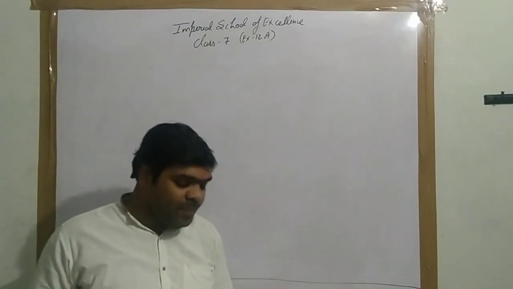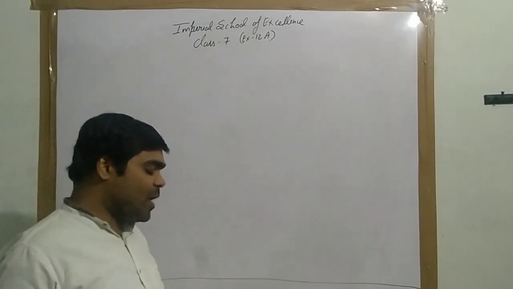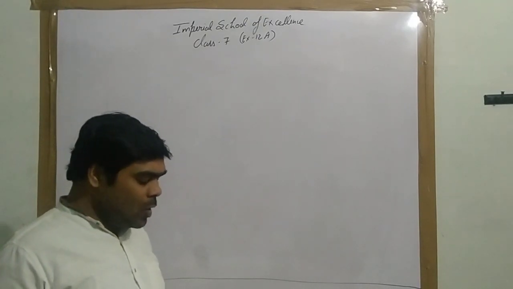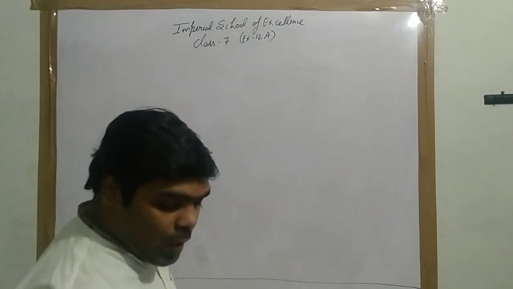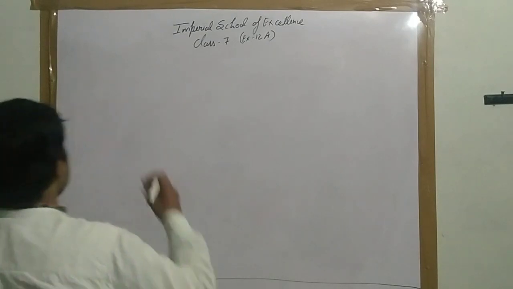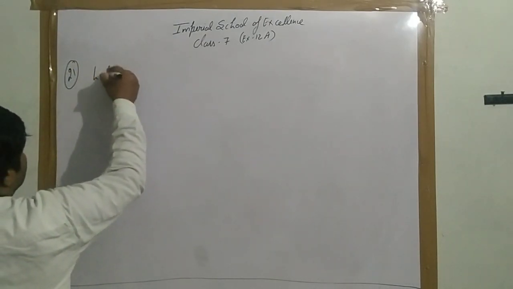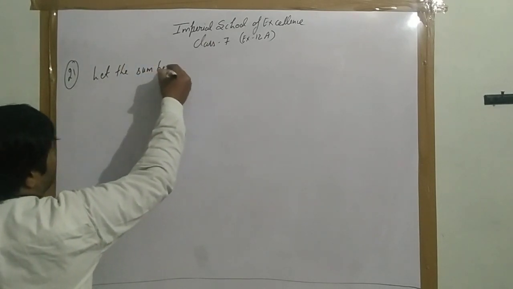In this question it means that a certain amount of money increases to 8 upon 5 of itself in 5 years. So we have to find the rate of interest in this question. What do we have to find? We have to find the rate of interest.